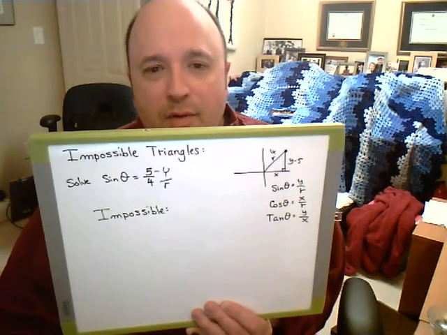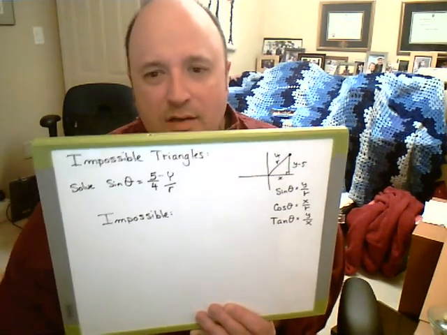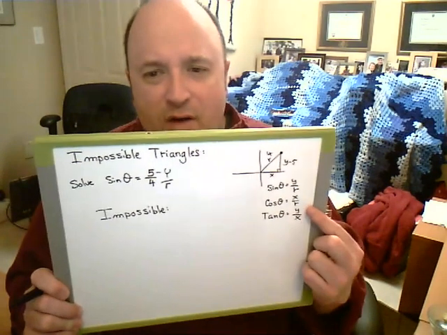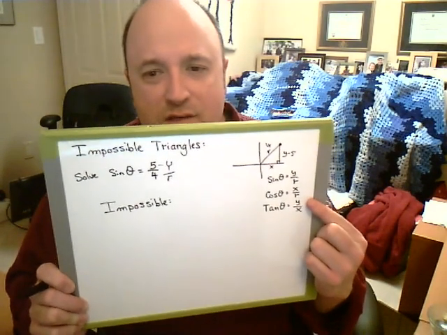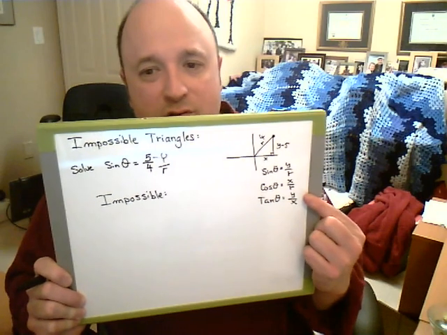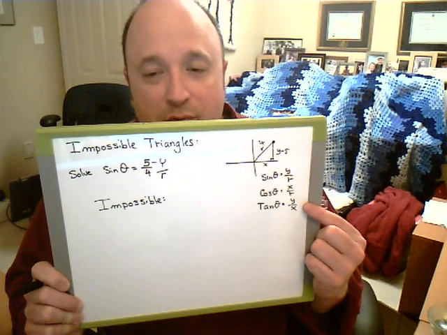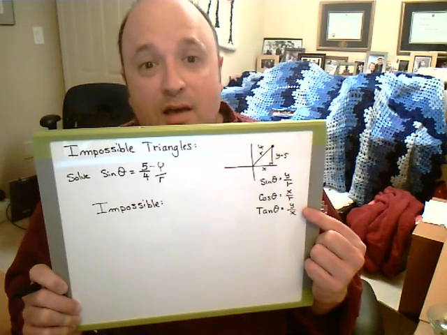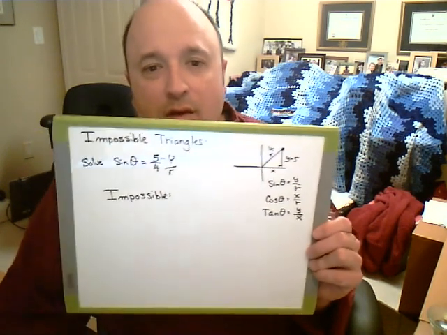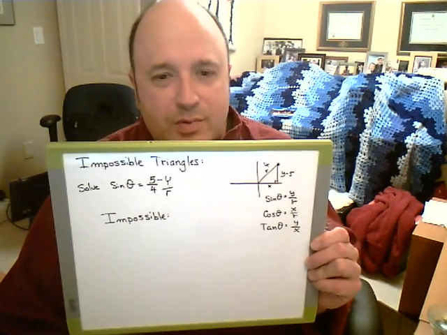You might want to ask yourself, well, what about tangent? If you look over here, tangent doesn't have an r value in the fraction. Tangent is y over x. So there's no radius, no hypotenuse involved at all, so you can have bigger or smaller than 1 with tangent. You just can't have it with sine or cosine. So that's the impossible triangles, that's pretty quick.